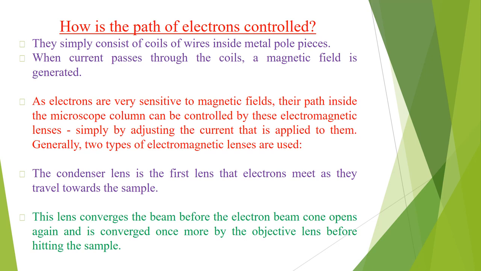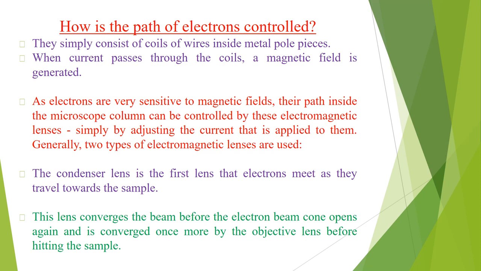In a similar way to optical microscopes, lenses are used to control the path of the electrons, because the electrons cannot pass through glass. The lenses that are used here are electromagnetic. They simply consist of coils of wire inside metal pole pieces.